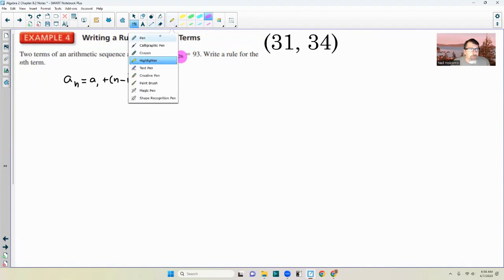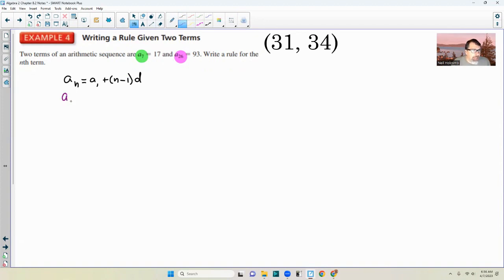So I'll use green and purple. Okay, so we're going to start with a sub 26. I'm going to put a sub 26 equals a sub 1 plus 26 minus 1 times d. All I did was plug in my n, my 26. That's all I know. I don't know my first term, I don't know my common difference, but I do know n is 26. So a sub n is a sub 26, and this n is 26. Okay, so that's the first one.